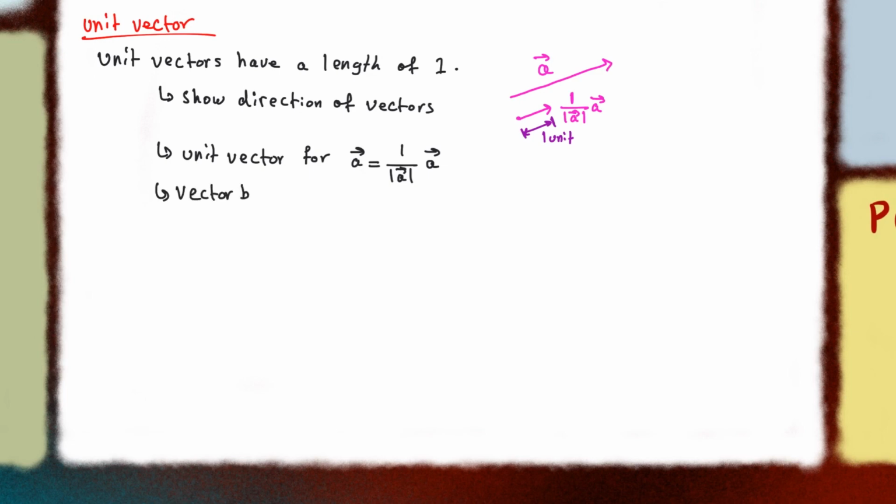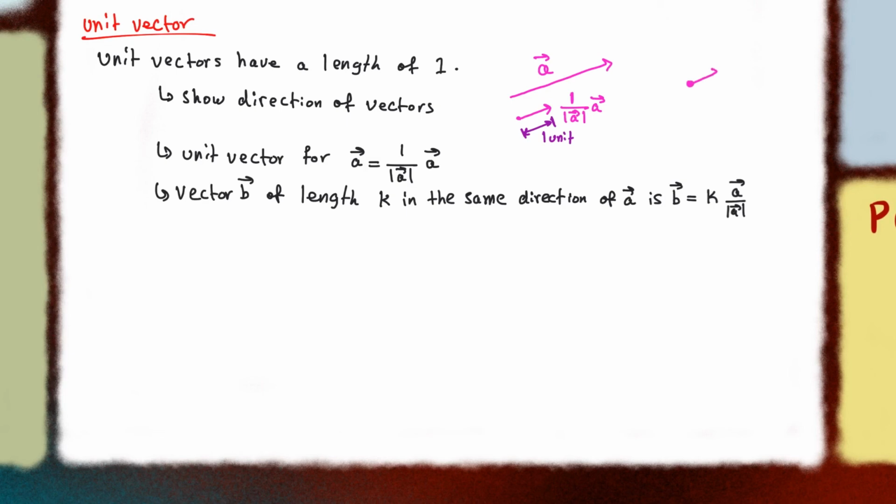Since a unit vector has a length of 1, if you want a vector b of length k, which is going in the same direction, then we simply have to multiply k by the unit vector. So in this case, b is equal to k times vector a divided by the magnitude of a. a divided by the magnitude of a gives us a length of 1, and vector b will be k times bigger than that.